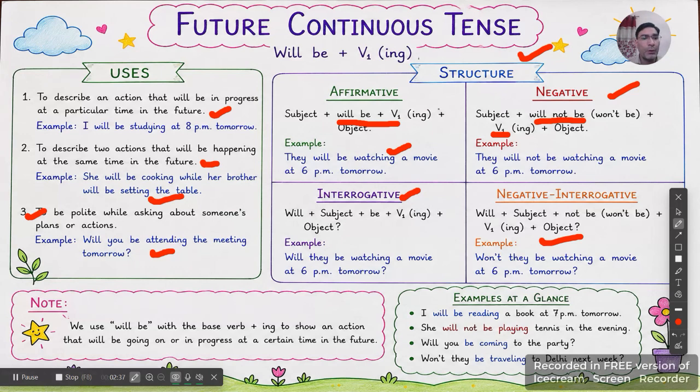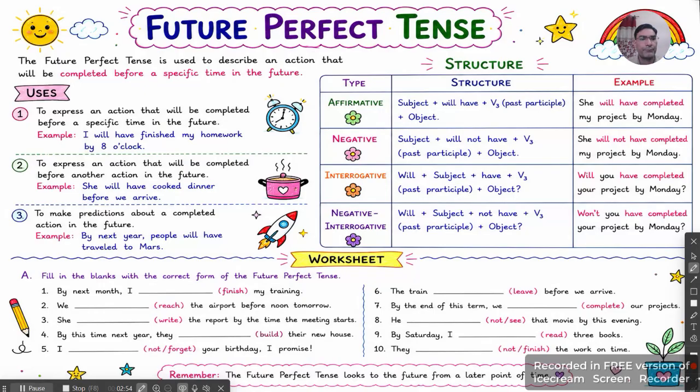And remember, we will use will be plus base form, means first form, plus ing to show an action that will be doing or in progress at a particular time in the future.